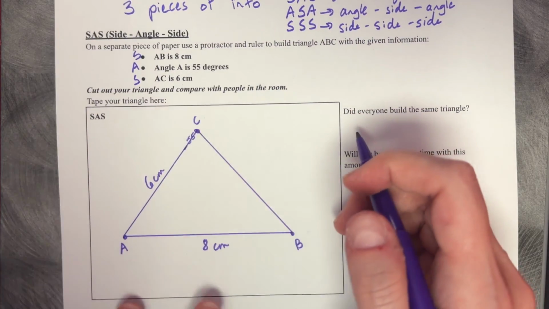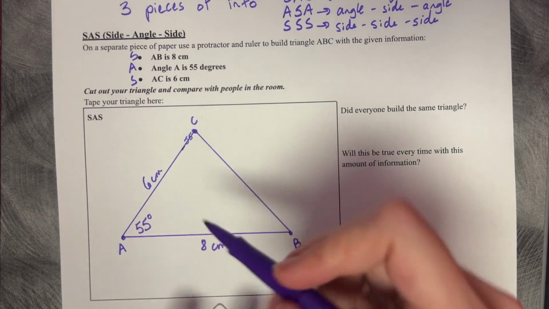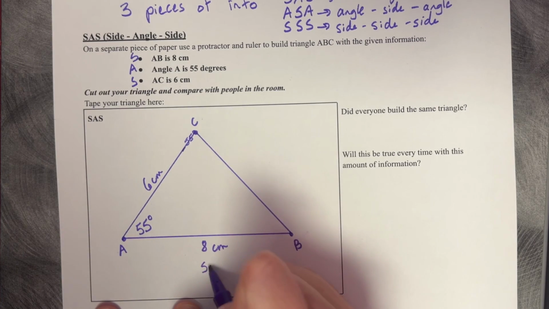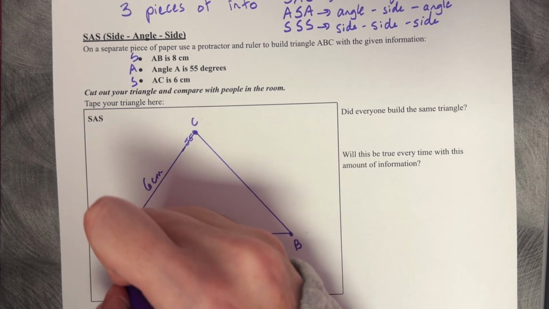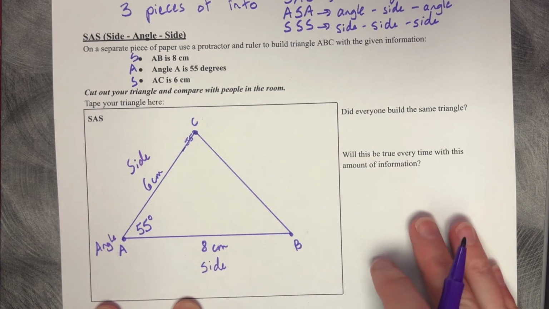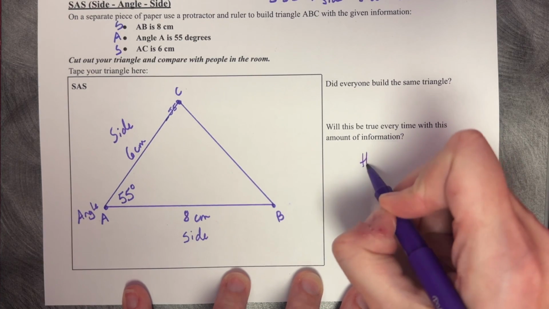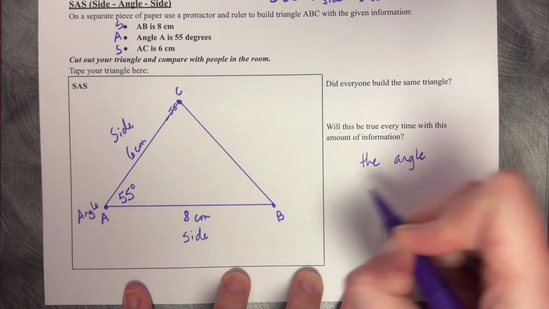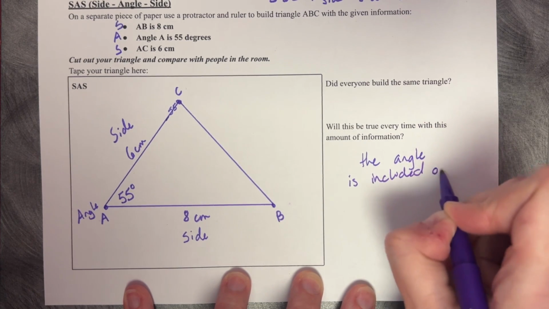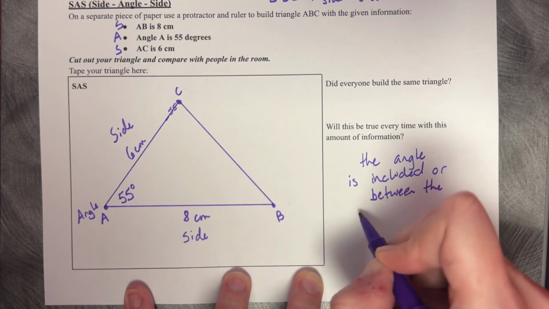And then if we close it up, do we actually even really care about how long CB is? We don't. All we needed to know was that this was a side with an angle in between and another side. So this is our side, this is our angle, and this is our side. Something that's important about this is that the angle is what's called included, or between, the two sides.